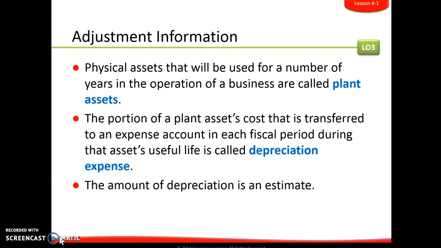So what I like to give as an example is if we think of a car, if we buy a car in 2018 and we own it for 3 years and try to sell it, that car is not going to be worth the same amount as when we bought it in 2018. It will depreciate in value.